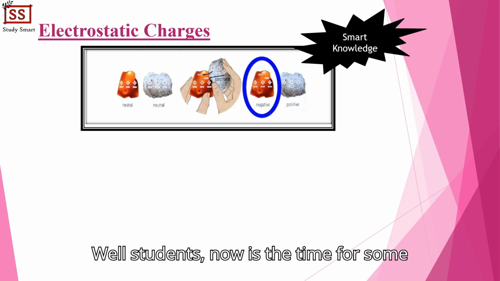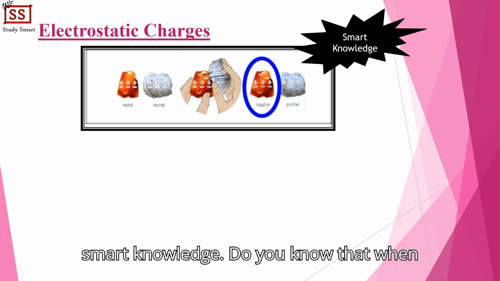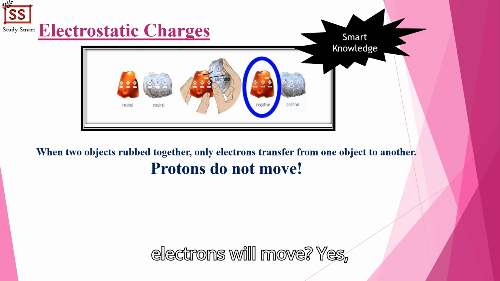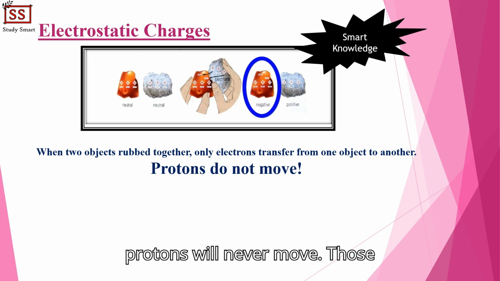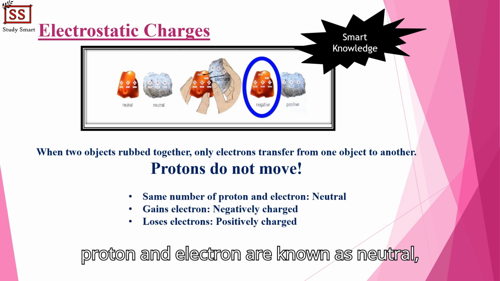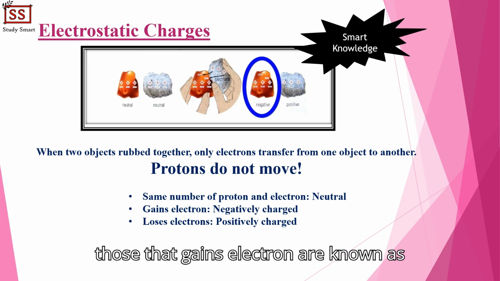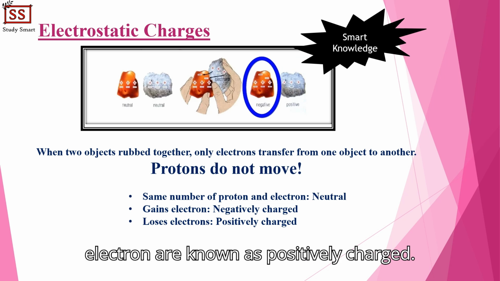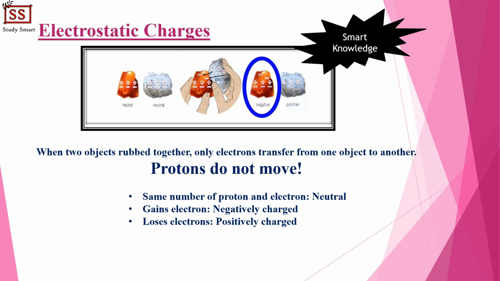Well, students, now is the time for some smart knowledge. Do you know that when two objects are rubbed together, only electrons will move? Yes, protons will never move. Those objects that have the same number of protons and electrons are known as neutral. Those that gain electrons are known as negatively charged, and those that lose electrons are known as positively charged.